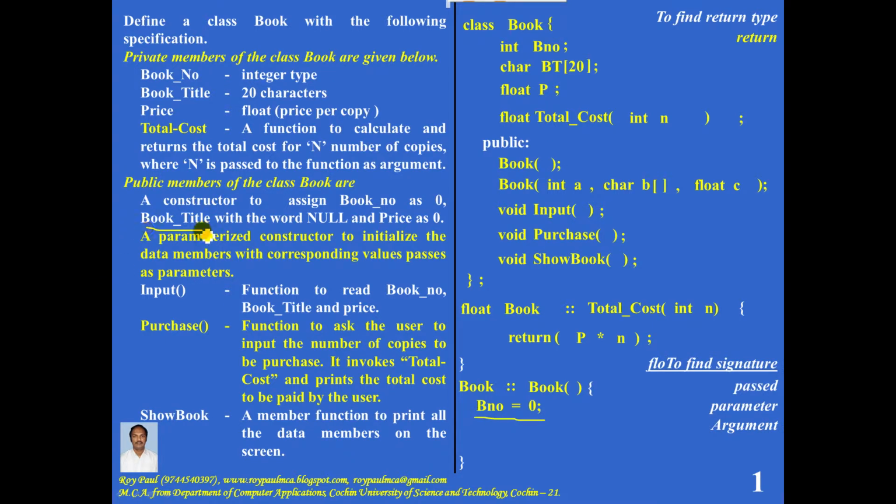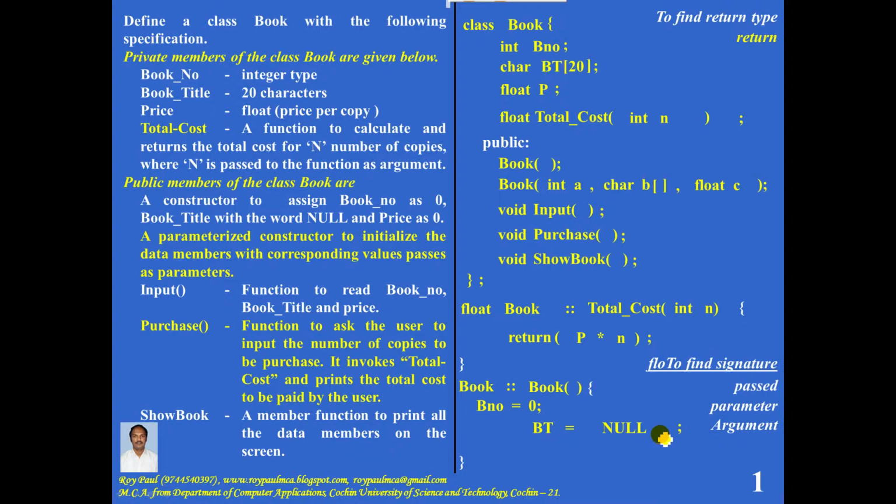Now book title should be given the initial value null. Word means string, and string means array of characters. So a new word comes. Word in C++ means string, and string means array of characters. So this array of characters should be given the initial value null. So book title, the variable name used is BT. So BT is equal to null.